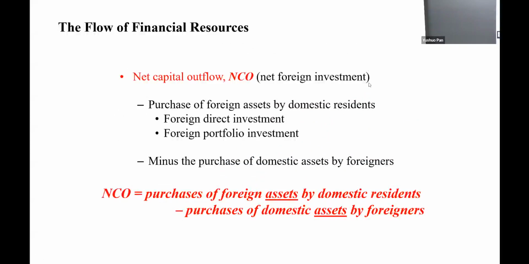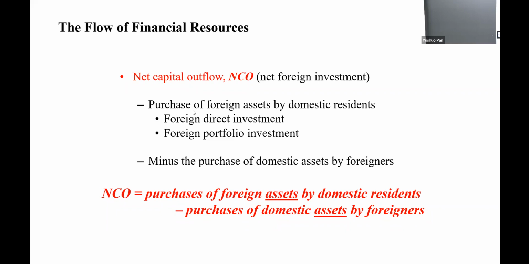This material is new stuff, and that's the main stuff we need to learn in chapter 18. The flow of financial resources, the net capital outflow, whose short form is NCO, also called net foreign investment, is equal to the purchases of foreign assets by domestic residents minus the purchases of domestic assets by foreigners. Here, I emphasize assets because assets are different from goods and services. When we talk about trade, we talk about the goods and services we buy from other countries or sell to other countries. But when we talk about net capital outflow, it's just assets, all right?